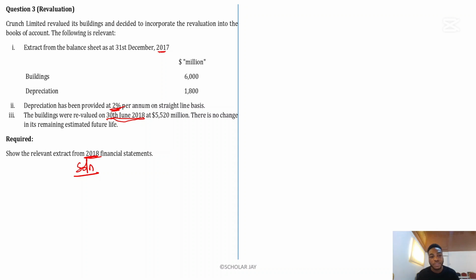Anytime depreciation is on straight line basis, we apply the rate on the cost of the asset. The rate of 2% on the cost of the assets. I hope you are getting me. So now, let's make this question solving interesting.